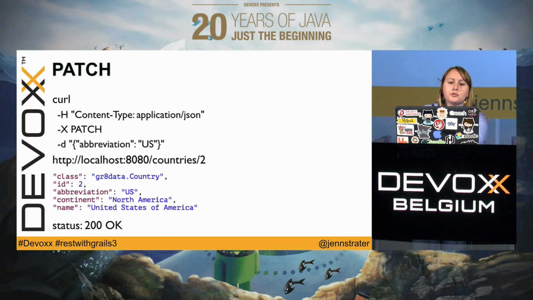Similarly, there's support for patch. So if I wanted to update the abbreviation, going from USA to US, from the 3-digit to the 2-character abbreviation, I can do that, just update the one field and not update anything else. Again, 200 with the JSON returned.